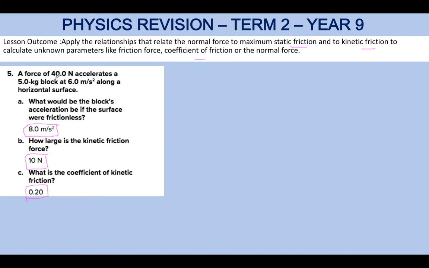Now, the question says a force of 40 Newton accelerates a 5 kg block at 6 meters per second square along a horizontal surface. So, what is given to you? The applied force, which is the forward force, is 40 Newton, and a 5 kg block. Looking at the unit, you can make out that is the mass, 5 kg, along a horizontal surface. It accelerates, that's a unit here. So a equals 6 meters per second square. These are all the quantities that are given in the question.